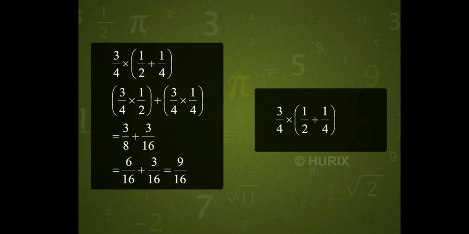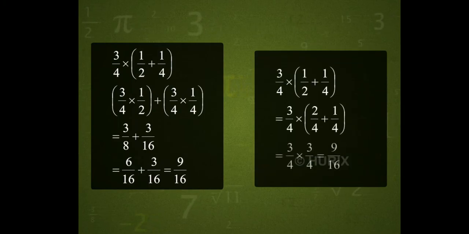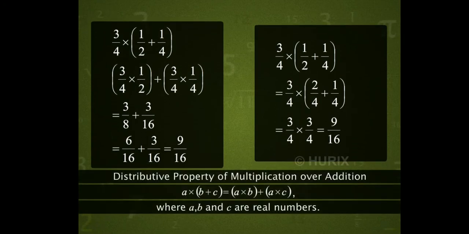This time, we will first add the real numbers in the brackets and then multiply the sum with 3 over 4 to get the answer. As you can see, the results obtained using both the methods are the same. Thus, we can say that real numbers satisfy the distributive property of multiplication over addition.